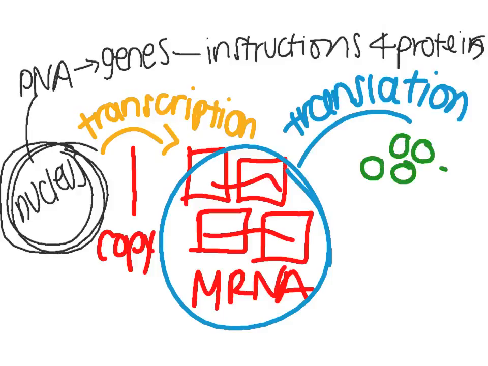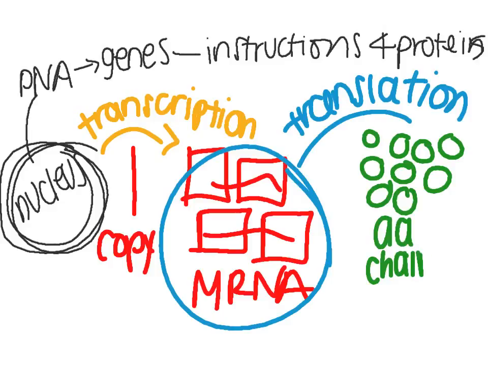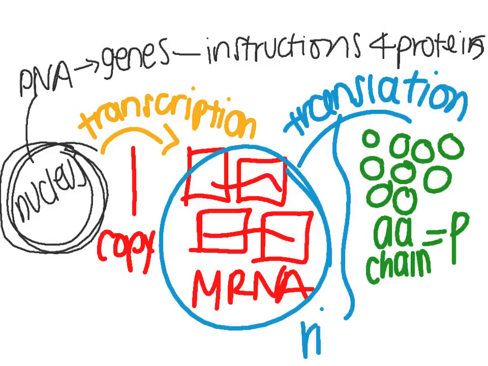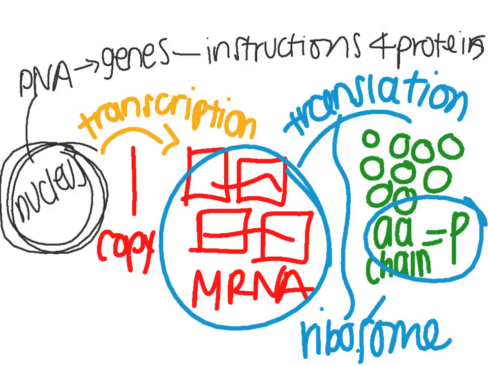Here are your little amino acids. The amino acids chain equals proteins. So that's really important. So you need to know that proteins are made up of a chain of amino acids. And the translation happens within a ribosome. And a ribosome is basically a protein factory. It holds all of this stuff right here. And so that's where the translation happens.